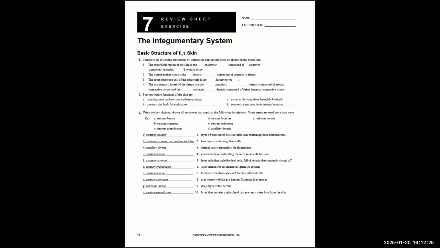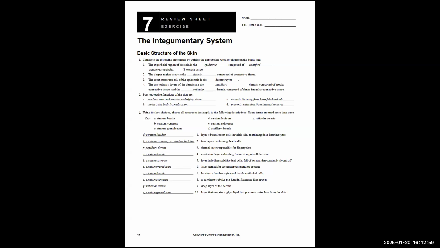So the basic structure of the skin. Number 1 asks us to complete the following statements by writing the appropriate word or phrase on the blank line. The superficial region of the skin is the epidermis. Epi means above or upon, and derm is skin. So this is going to be the most outer area of our skin, composed of stratified squamous epithelial tissue. So the squamous, remember the squished cells? Okay. Stratified means that they're layers, one on top of the other.